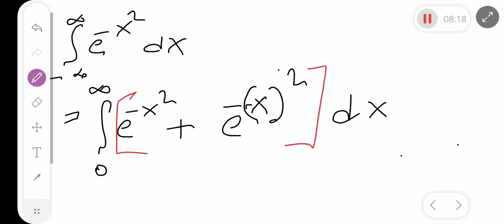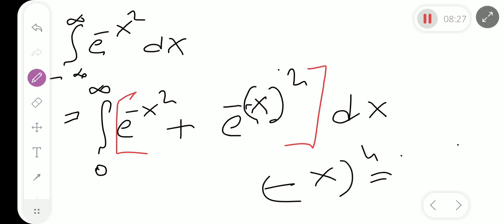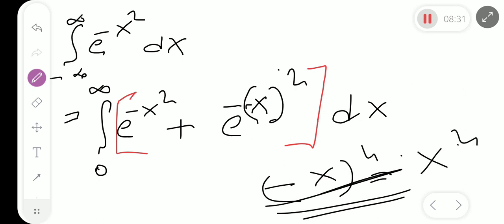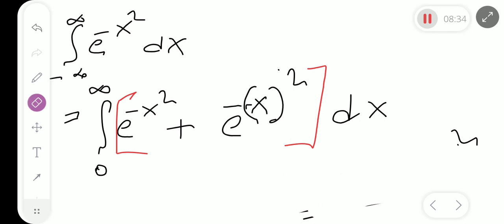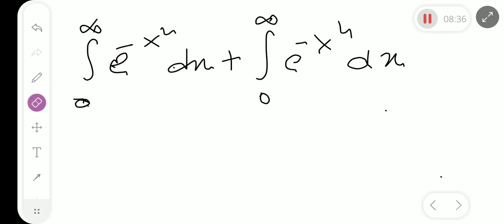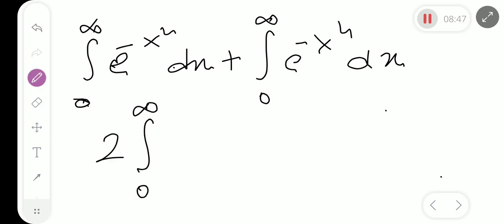See, e to the power minus x square plus e to the power minus x square is equal to e to the power minus x square only. We know this one. So see, this concept that we are using here, that integration from 0 to infinite e to the power minus x square dx, you can write that 2 integration 0 to infinite e to the power minus x square dx.